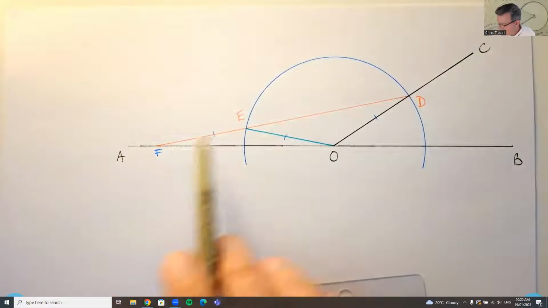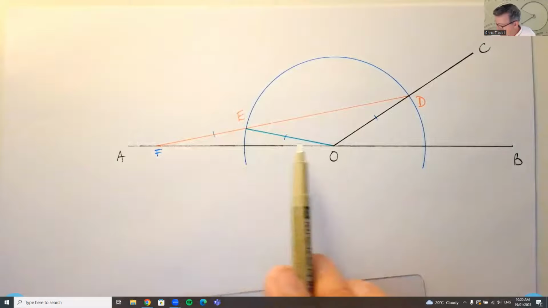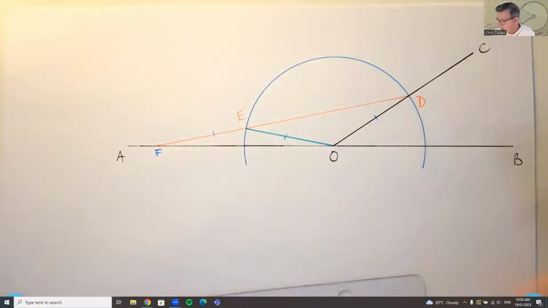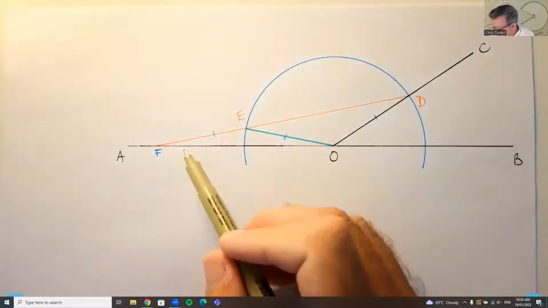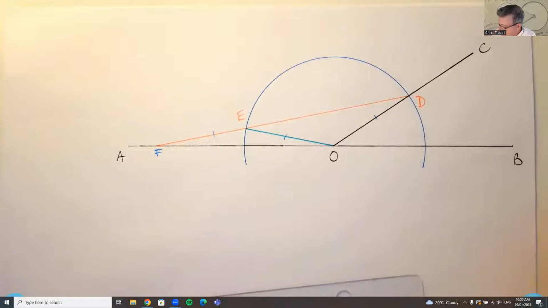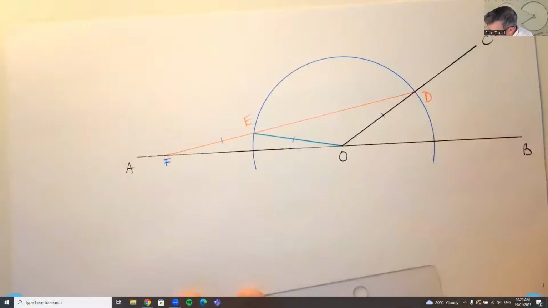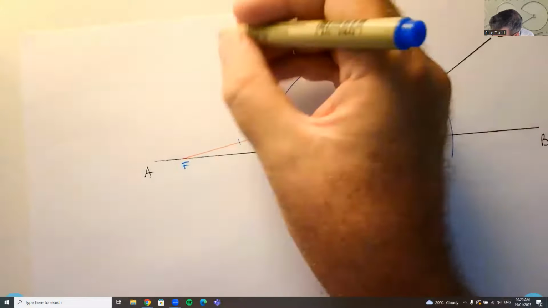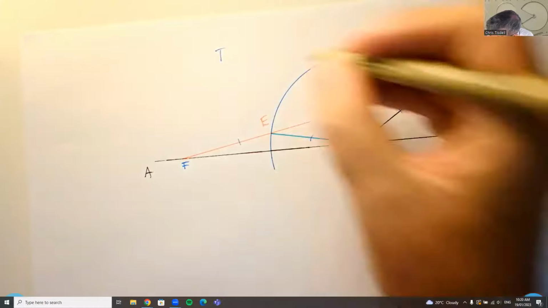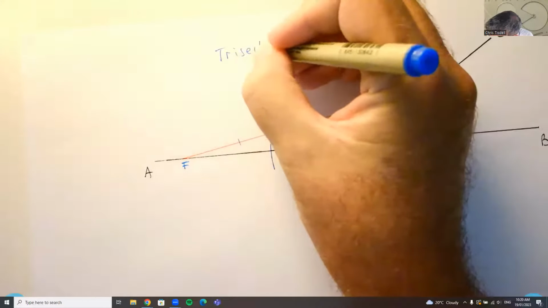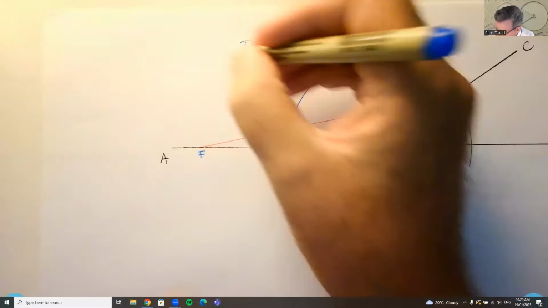Okay, so FEO is an isosceles triangle, EOD is an isosceles triangle, and what that means is that angle and that angle will be equal, that angle and that angle will also be equal. Okay, so let me grab my notes here and we can talk a little bit about the proof. So let's call that alpha. Trisect alpha.